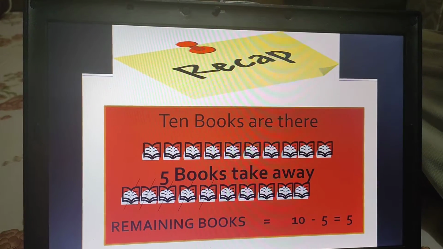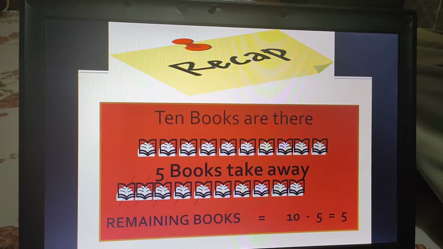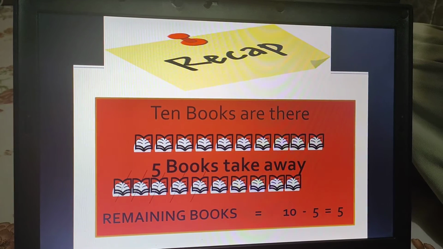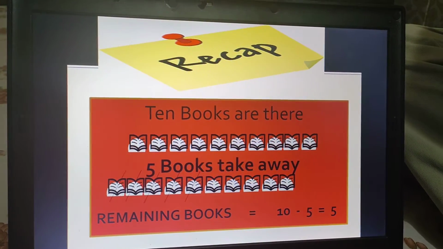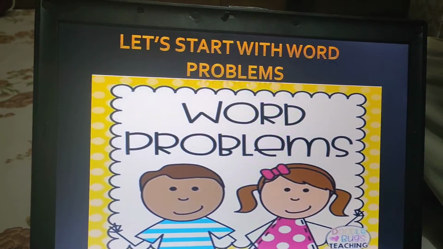We are studying chapter number 3, that is subtraction. So let's recap the previous topic, which is subtraction with single digit. There are 10 books in this video, and if we take away 5 books, how many are left? 10 minus 5 is equal to 5.